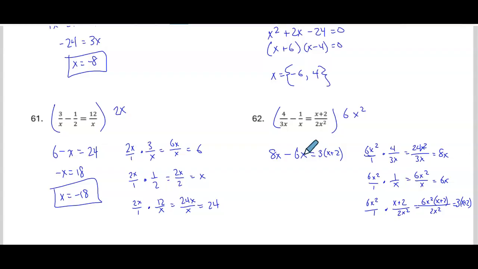So what do we have? 8x minus 6x is 2x. Distribute here 3x plus 6. Subtract the 3. And divide by -1. And when I go back to the beginning, -6 does not create division by 0. So we're good. Okay, that'll do it for page 8.